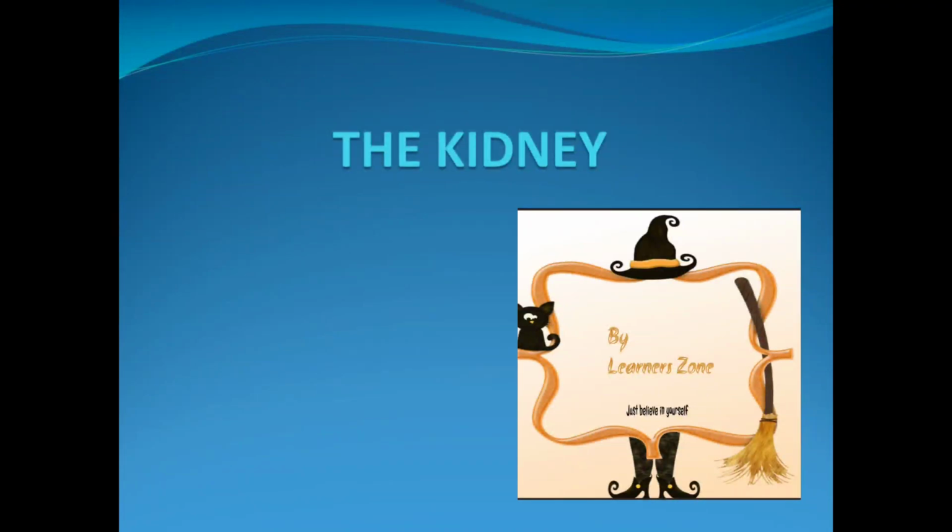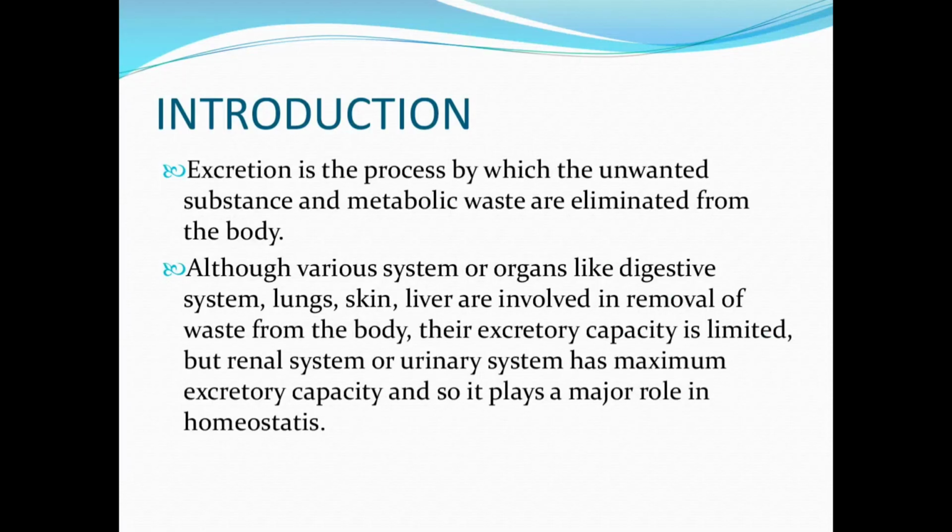In this video, we'll be seeing about the kidney. So, kidneys involve the process of excretion. Excretion is a process by which the unwanted substances and metabolic waste are eliminated from the body. Many organs are involved in the process of excretion, like skin, lungs, liver, and many other systems, like the digestive system, which remove excessive waste from the body. But their capacity of excretion is limited.